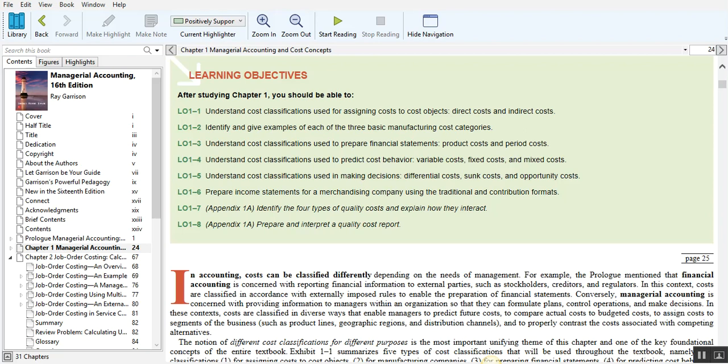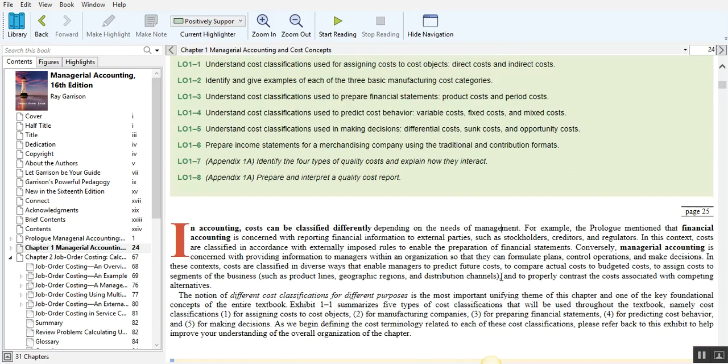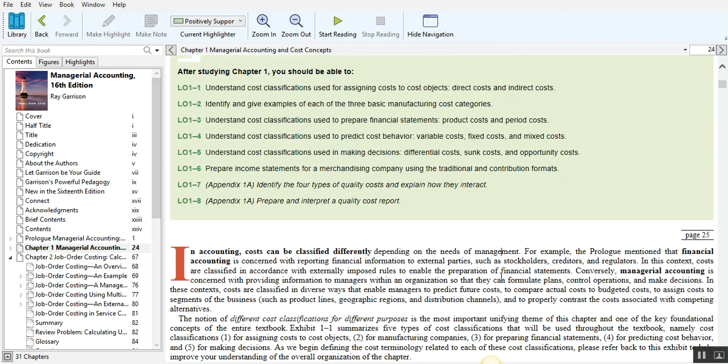And what we've talked about in the prologue really was about the differences between financial accounting and managerial accounting. And here, we're going to move forward a bit with that. We're going to say, managerial accounting is now concerned with identifying information, financial information that's useful to managers. So in this chapter, we're going to cover these learning objectives.